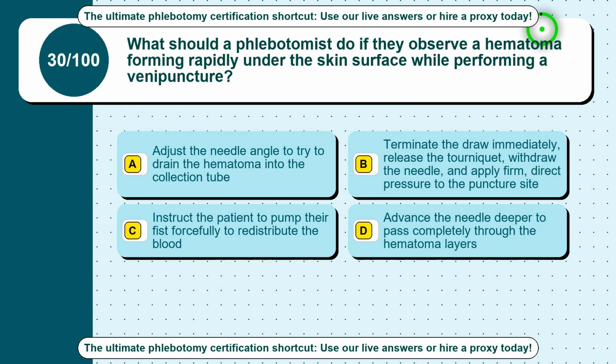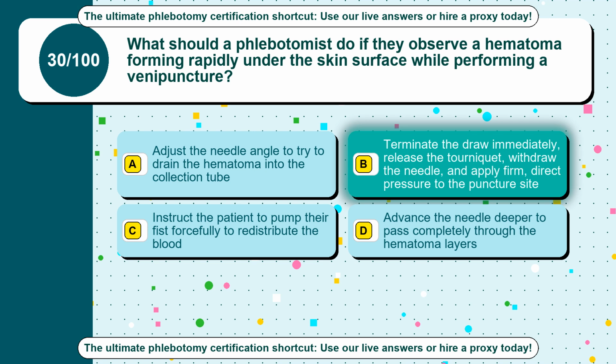Question 30. What should a phlebotomist do if they observe a hematoma forming rapidly under the skin surface while performing a venipuncture? Option A, adjust the needle angle to try to drain the hematoma into the collection tube. Option B, terminate the draw immediately, release the tourniquet, withdraw the needle, and apply firm, direct pressure to the puncture site. Option C, instruct the patient to pump their fist forcefully to redistribute the blood. Option D, advance the needle deeper to pass completely through the hematoma layers.